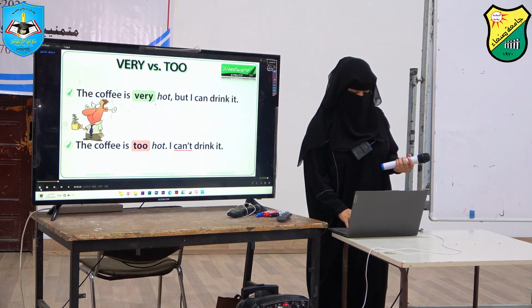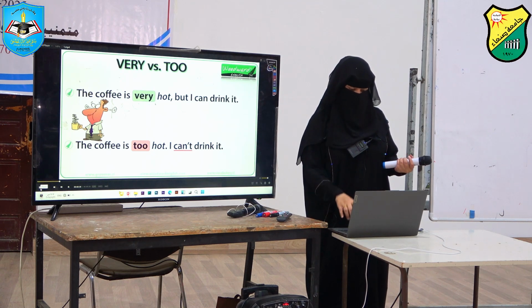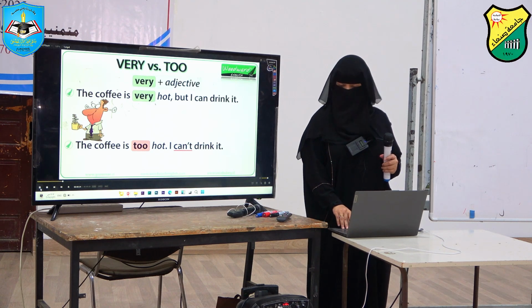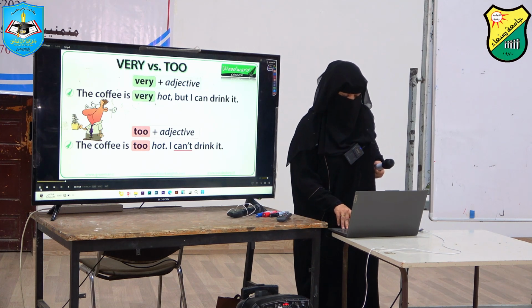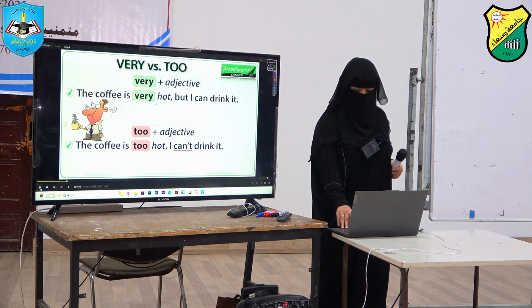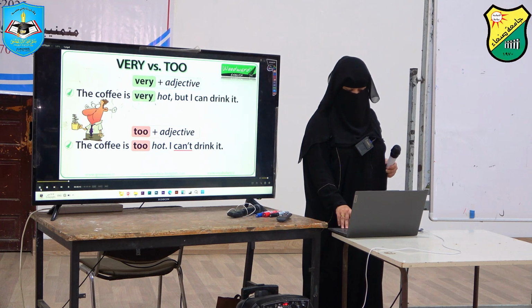We use "very" and "too" before an adjective. Very plus adjective and too plus adjective. In both sentences, the adjective is hot. We say very hot and too hot. What is the difference in meaning?